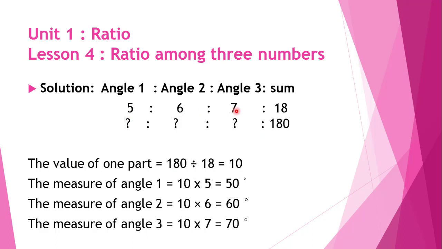If you want to calculate the value of one part, it will be 180 divided by 18. It will be 10. So if you want to calculate angle number 1, you will multiply 10 by 5 equal 50. For angle 2, 10 times 6 equals 60. And finally angle 3, 10 times 7 equals 70. 50 plus 60 plus 70 equal 180.